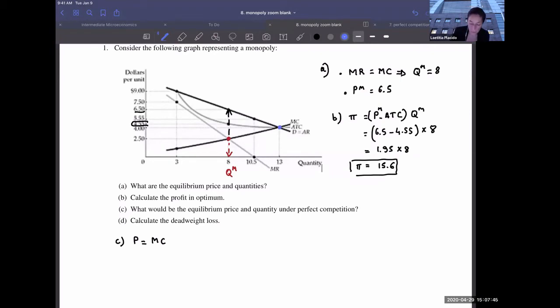Okay, so under perfect competition, price equals marginal cost, so price is equal to, I believe it's 4. And the quantity is given by the intersection between the demand curve and the marginal cost curve. Okay, so quantity is 30. All right, so I'm gonna call it PC and QC. Do you have a question on this?